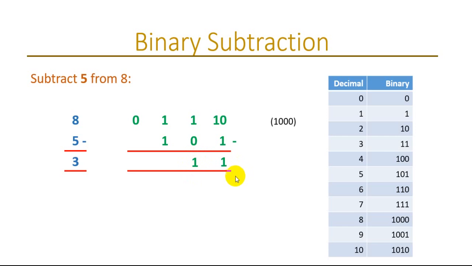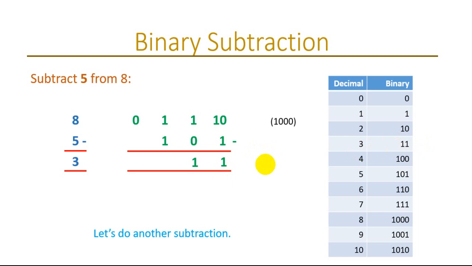So when you have 1, 1, that means 3. So see, 8 minus 5 is 3. I did the decimal version as well as the binary version. Binary version, of course, the result comes in binary, right? So binary 3 is 1, 1. Okay, right. So let's do one more, just because unlike addition, this may look a little bit complicated.